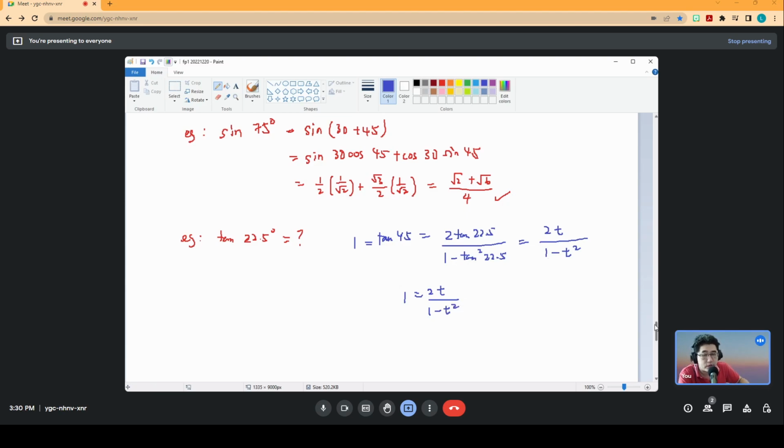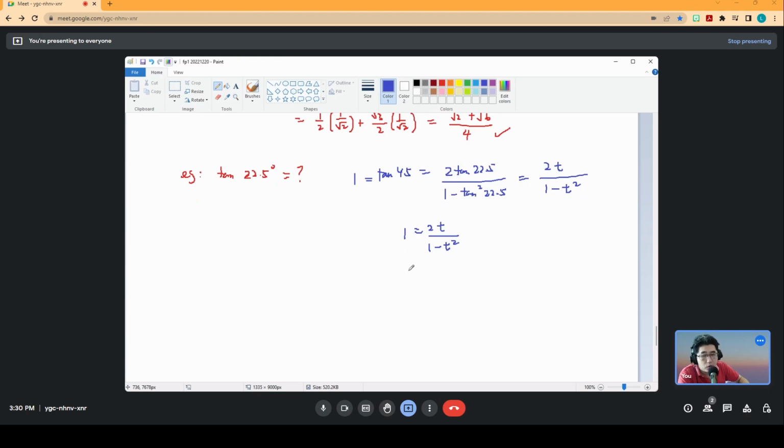It now becomes very simple because it's a quadratic form. So we write it properly: 1 minus t squared equals 2t. So t squared, bring it over, plus 2t minus 1 equals 0. Solve it by using the calculator. So you have t equals, what do I have here? I have negative square root 2 minus 1, and square root 2 minus 1.